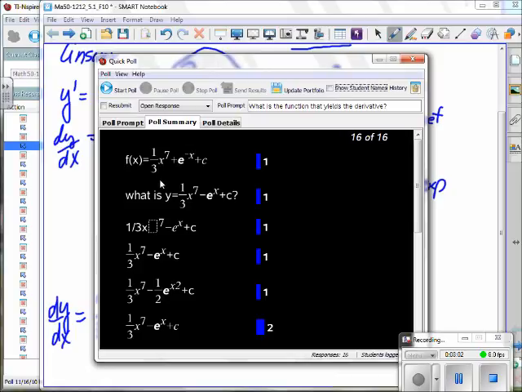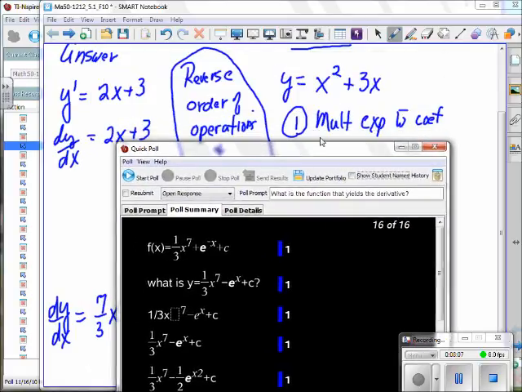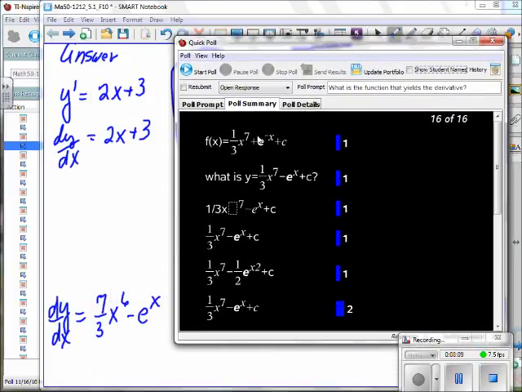Okay, so we've got 1/3 x to the 7th. If I take the exponent times the coefficient, do I get 7/3? Yes. Subtract 1, do I get x to the 6th? Okay. This says plus e to the x, or plus e to the opposite of x. Would that give me negative e to the x?